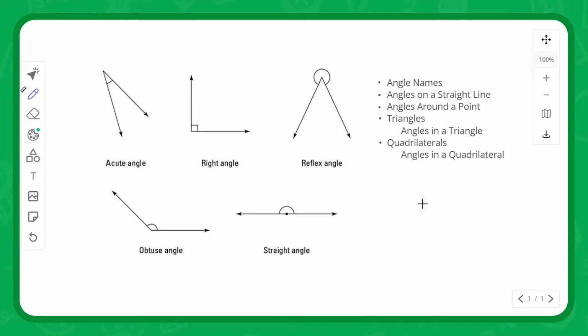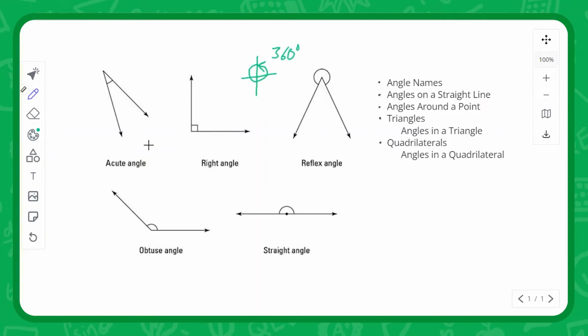So let's first off look at the names of angles here before we move on to angles in a straight line, angles around a point, and so on. First thing to note is that the angles around a point are 360 degrees. That's by definition. It could be anything. It could be 100, 1,000. We've chosen 360 because the numbers are just a bit neater.